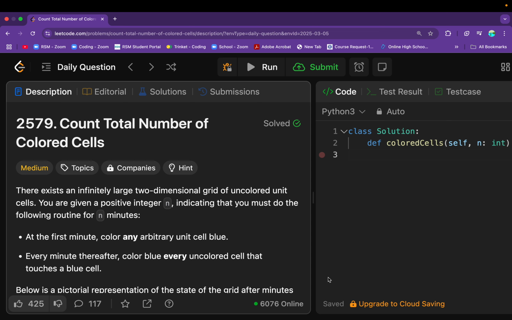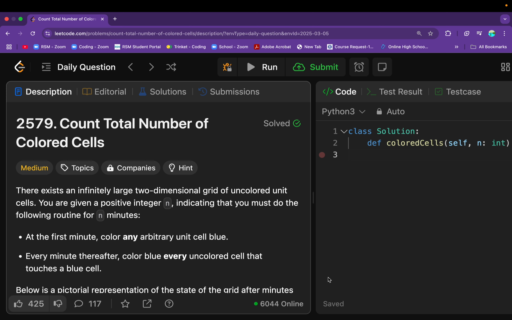Hey everyone, welcome back, and today let's solve Leetcode problem 2579, count total number of colored cells. So there exists an infinitely large two-dimensional grid of uncolored unit cells, and we're given a positive integer n, which indicates that we must do the following routine or operation for exactly n minutes.